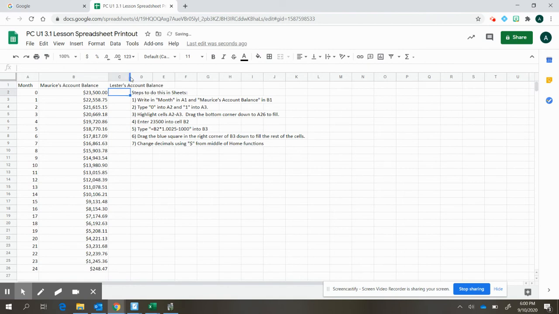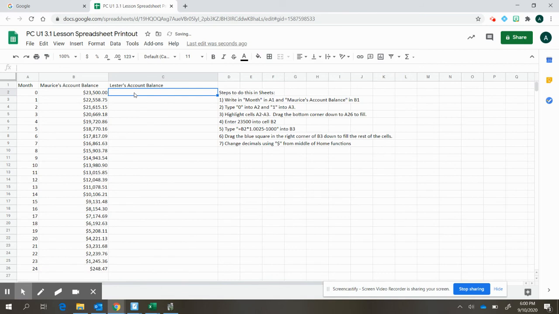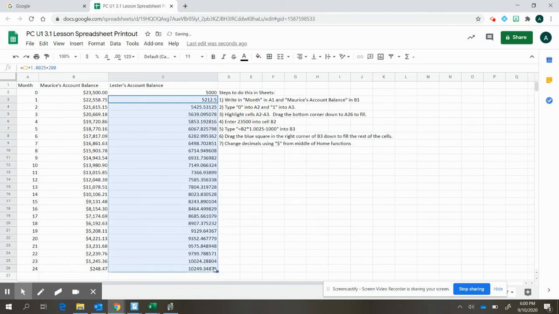And what we can see here, let's make this a little bit bigger, put everything over. Same idea here where we have $5,000 in cell 1. And then here we could say, okay, well, this is going to equal our C2 times 1.0025. And then we're going to add 200. And from here, same idea as before, we can fill down to get that.